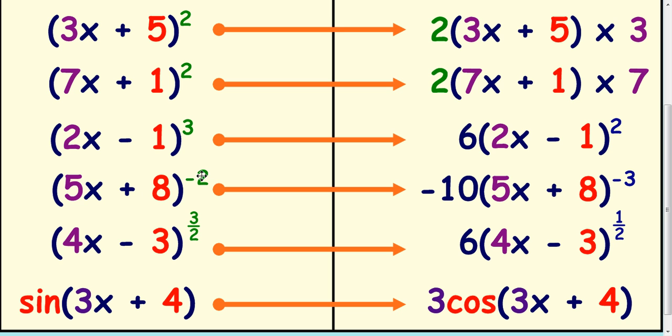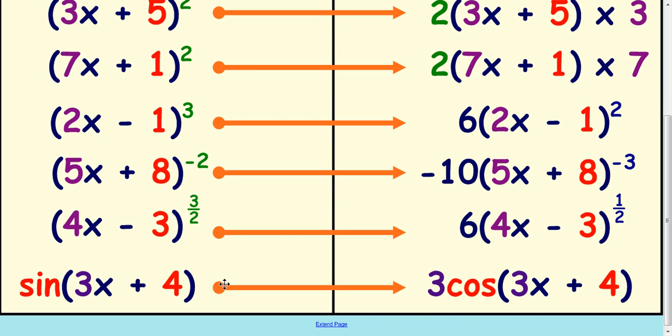And here, multiply down by the negative 2, reduce it by 1 to get negative 3, and then multiply by the 5. So that negative 2 times 5 will make negative 10. And skipping to the bottom one, if we differentiate sine, you get cos. And if you multiply that by the derivative of the bracket, which is 3, you get 3cos(3x + 4).